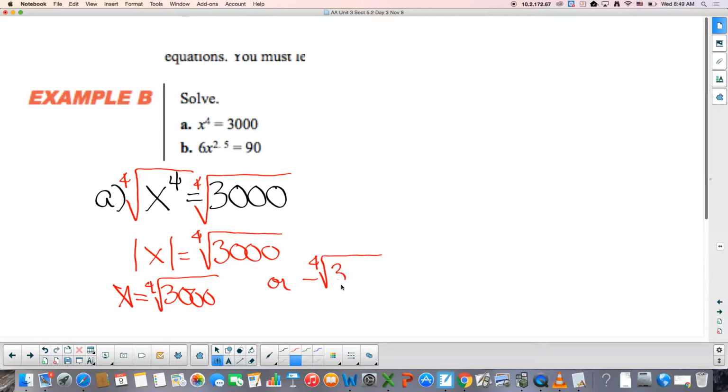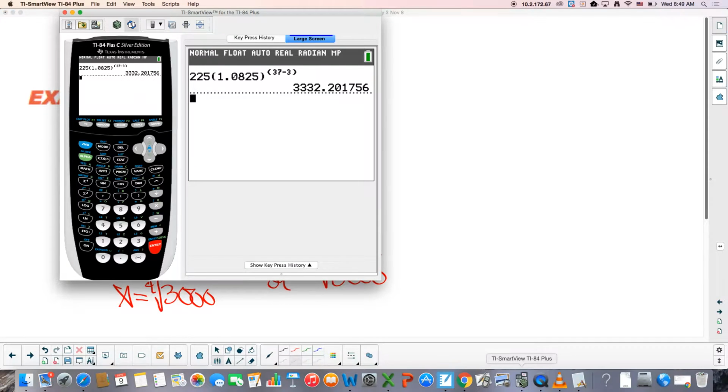Why do I get the negative? What if I take this negative to the fourth power? Will it become positive? Yes. The odd ones, you don't have to do the absolute value. But the even ones, you do. And I know it seems picky, but it's really important. So how do we do that on our calculator? Because you're going to be doing calculators.